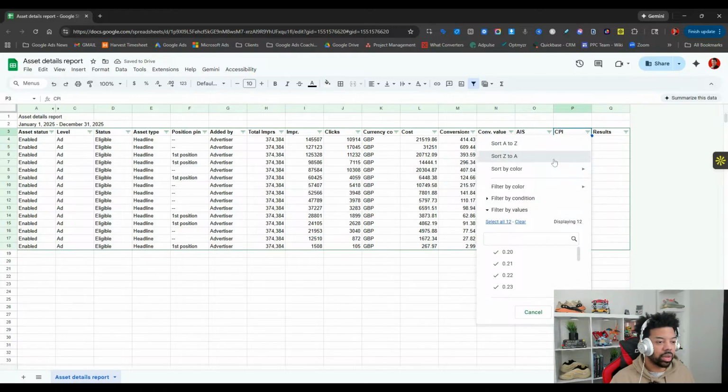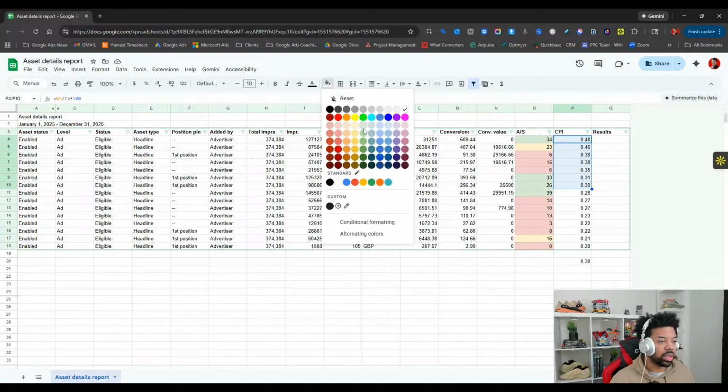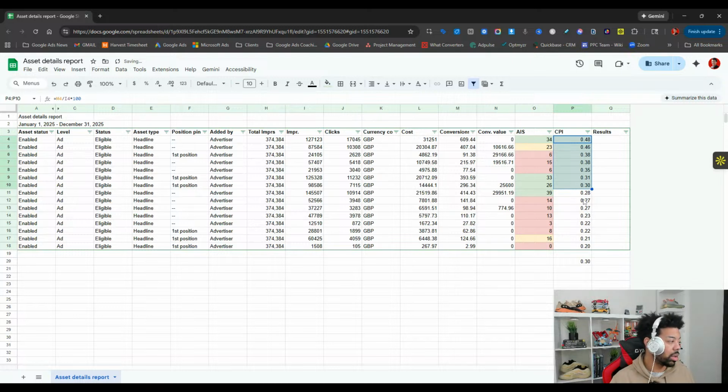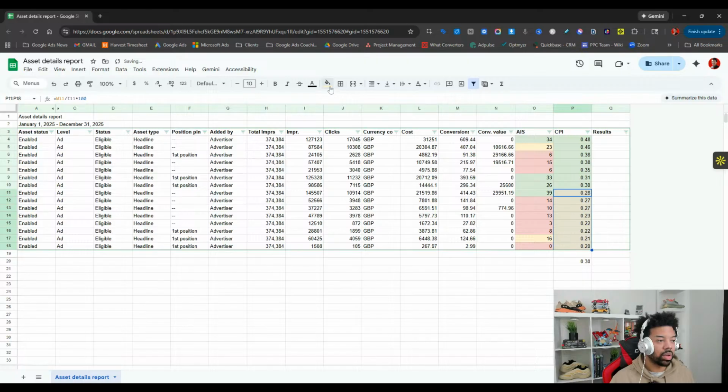And then over here, let's say anything above 30 is good. And then everything below this is considered low. Well, I'll make it red.